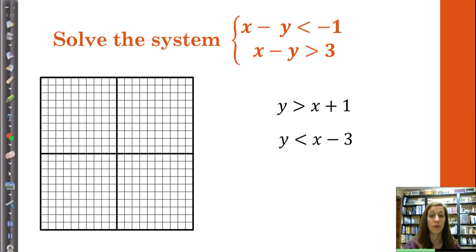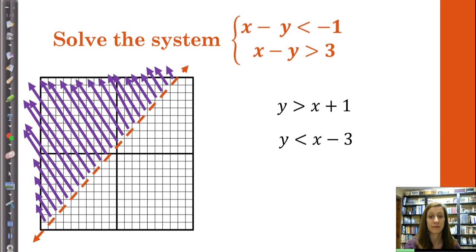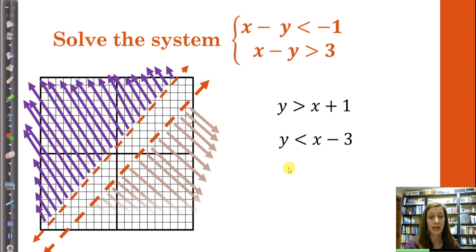I'm going to graph both of these lines. So we're going to graph the x plus 1. It's a dotted line, and I need to shade above the line. And now I'm going to graph the x minus 3. It's a dotted line, and it's a less than, so I'm going to shade below the line.